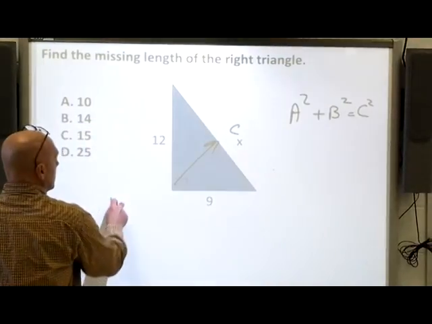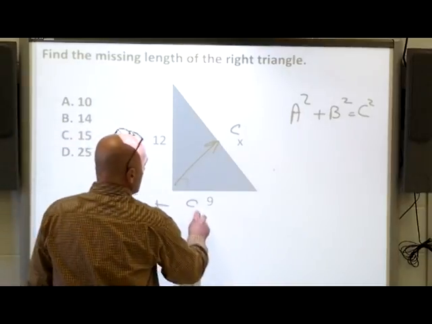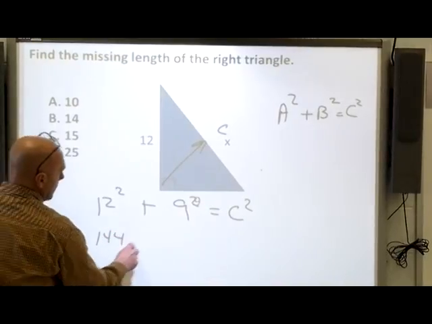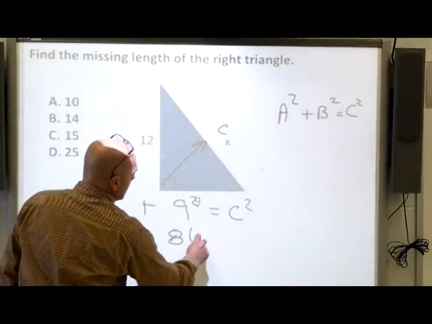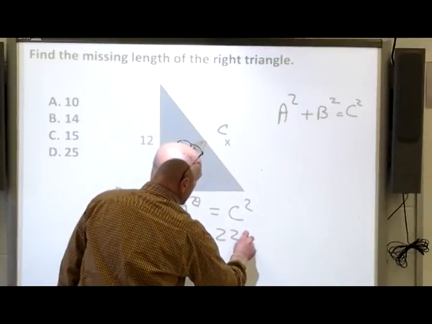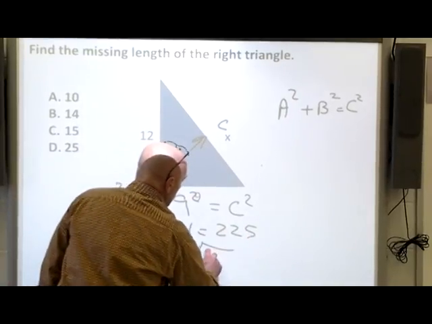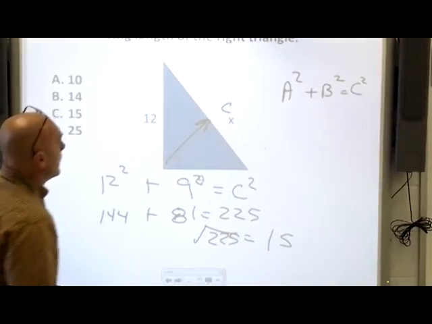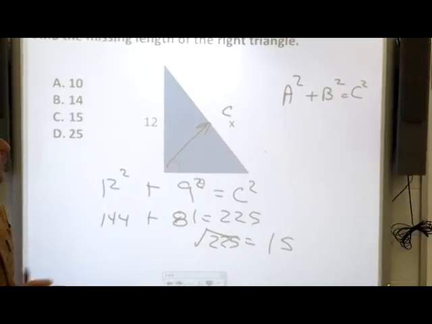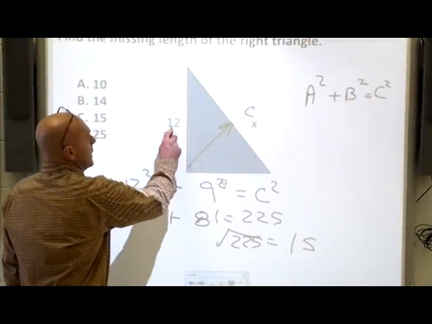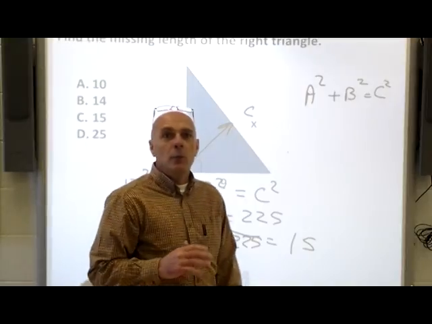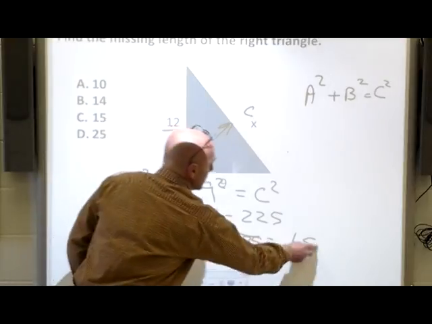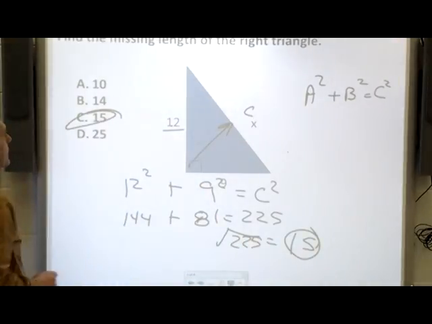We plug our numbers in. We have 12 squared plus 9 squared equals c squared. 12 squared is 144 plus 9 squared is 81. That's going to be 225. The square root of 225 would be 15. Now, another way that you can look and see if that's a possible answer is, if these are 12 and 9, they are the shorter legs. We know that C is the longest leg. It has to be greater than 12, which it is. So our answer is 15.